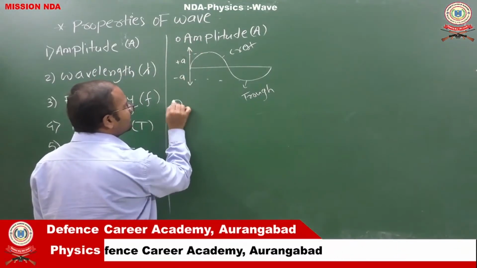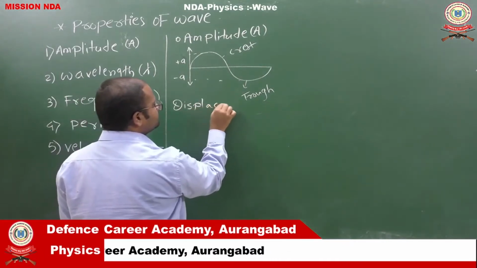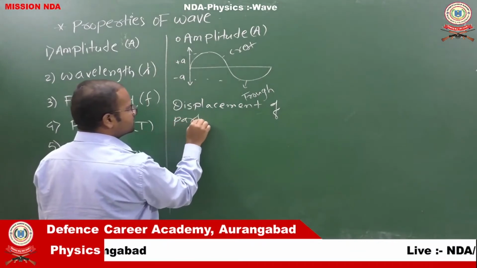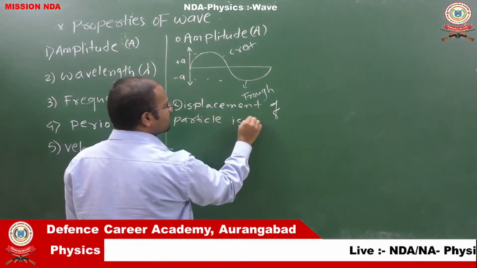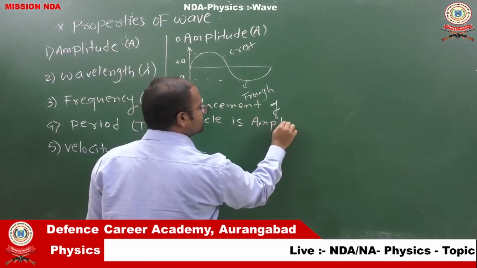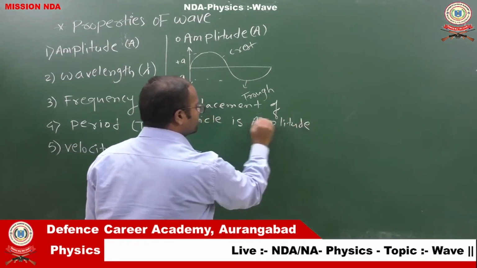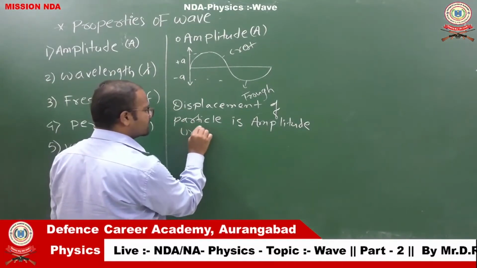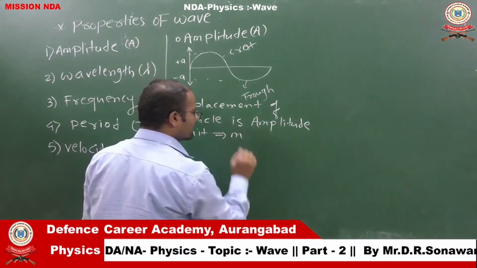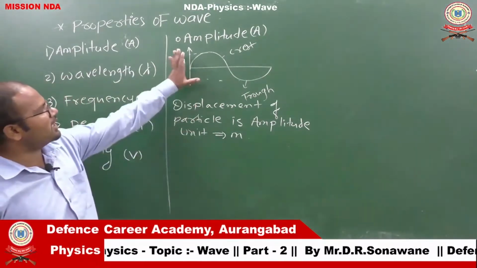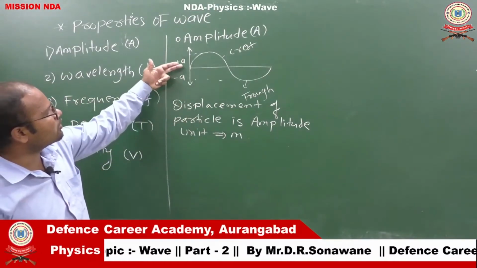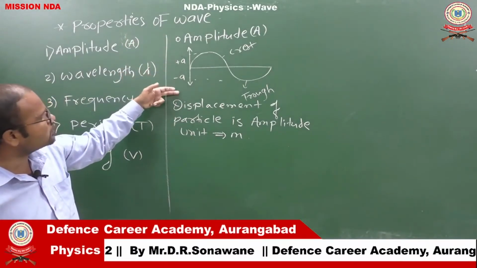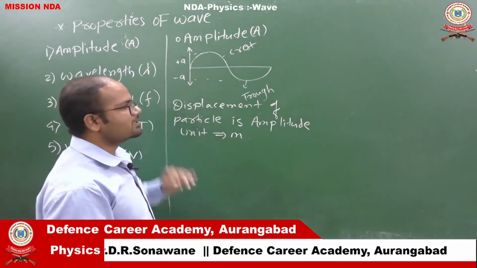So here we can write displacement of particle is known as the amplitude of the wave, right? It is denoted by A, and the unit of amplitude is meter, right? So this is a very simple concept. Amplitude, that is A. Here we can draw above 0, that is the positive y-axis, plus A, and below 0 there is the negative y-axis. We can write it as minus A.